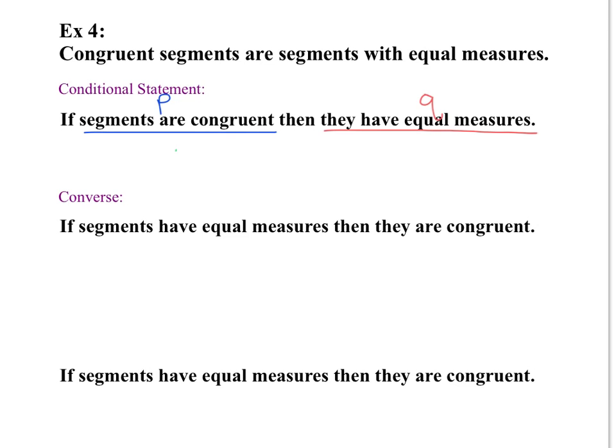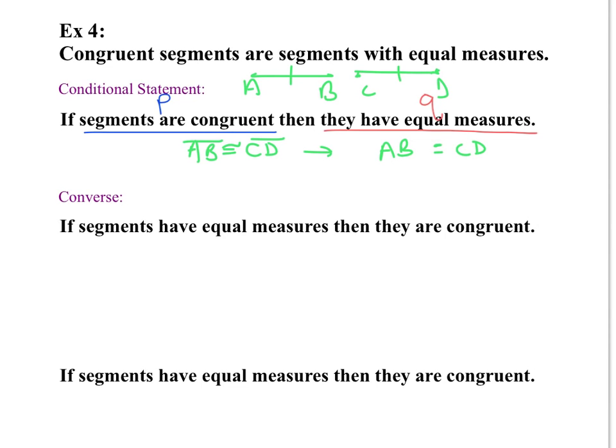And I'm going to say that if I have segment AB and then I have segment CD, and if I have tick marks on them, and I know AB is congruent to CD, does it follow then that AB is equal to CD?